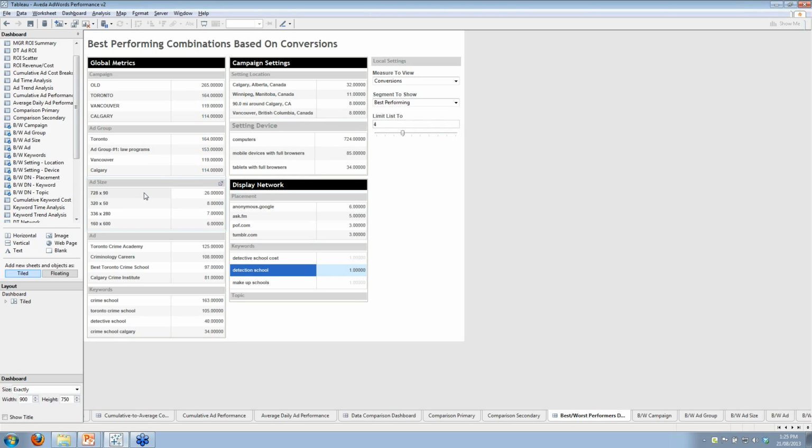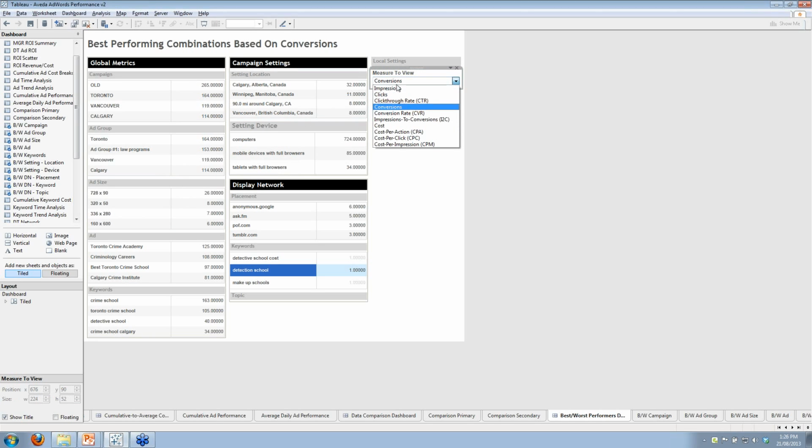Another interesting one to note here, for example, we were looking at ad size. The 728 by 90, which I think is the leaderboard ad size, is performing 3 times better than the next closest ad size. So why spend all of the money that you have with a design agency creating 320 by 50 or 160 by 600 ad sizes when, if you focus all of your attention on the 728 by 90, you're going to get a lot better conversions?